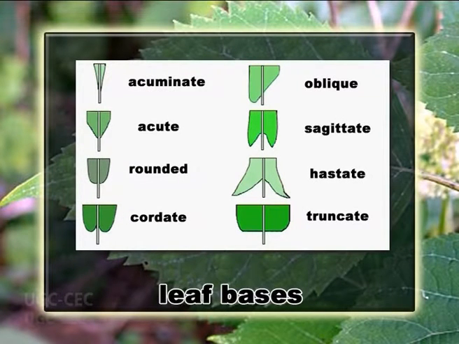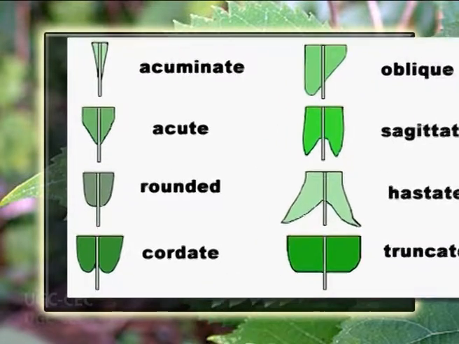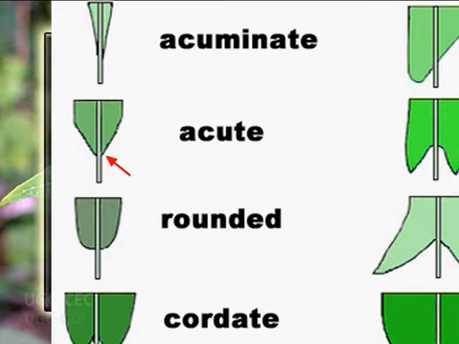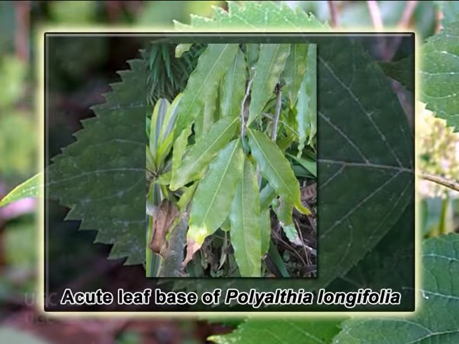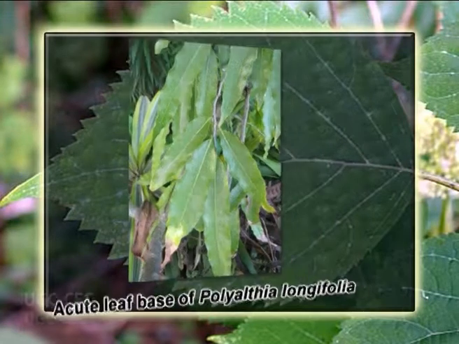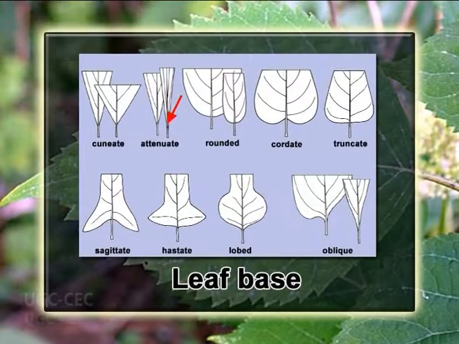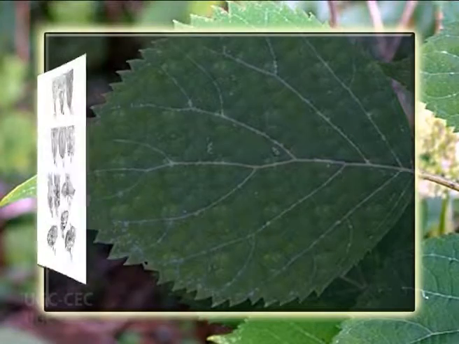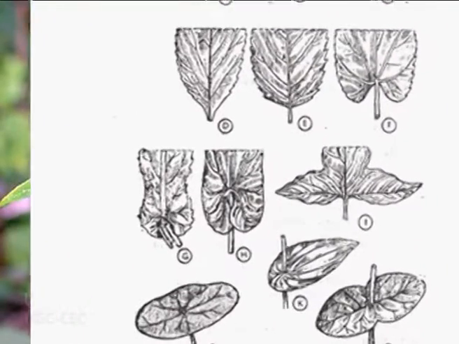Now leaf base. Like apex, the structure of leaf base is also of diverse type. Some common types are acute. Margins meet the petiole at a sharp angle without forming a tapering structure. For example, Polyalthia longifolia. Attenuate, leaf tissue tapers down the petiole towards the base to a narrow base, always having some fleshy leaf on either side of the petiole, for example in Mangifera indica.